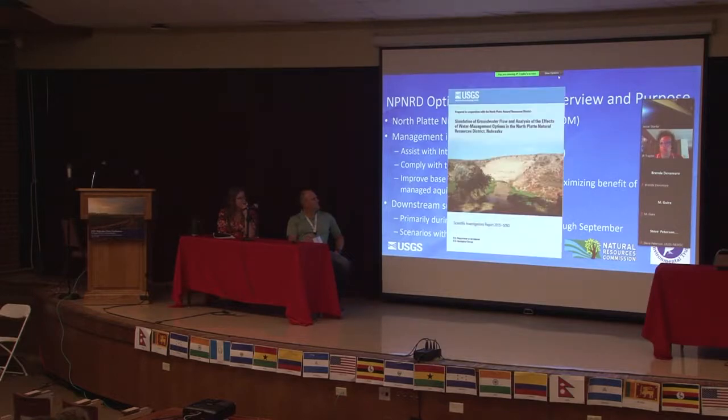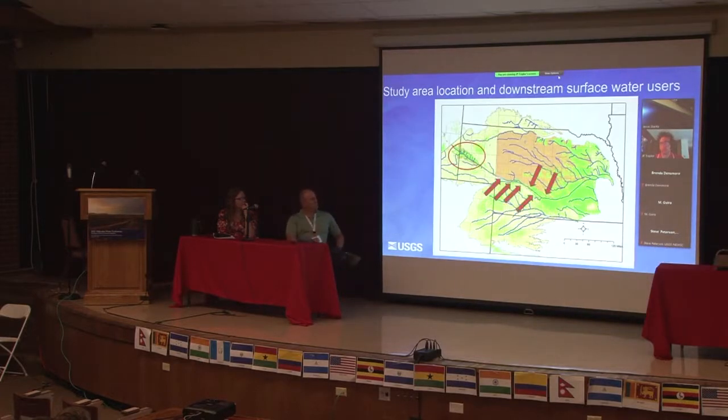Here's the picture of the report that was published for this study. So like I said here, the study area for this model was the alluvial aquifer in the North Platte NID. Circled in red, and you can see that the large arrows are locations of major surface water diversions downstream. So like I said, any management decisions that occur in the North Platte River have big implications for surface water availability downstream.